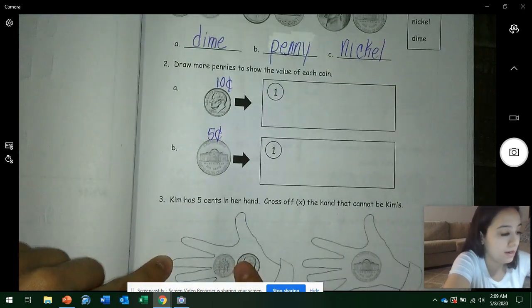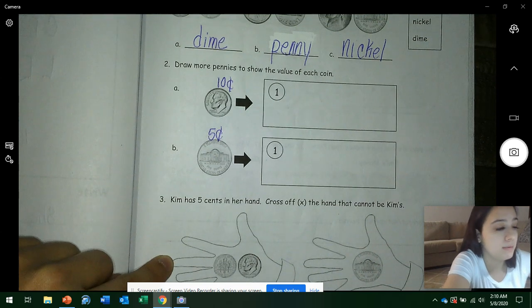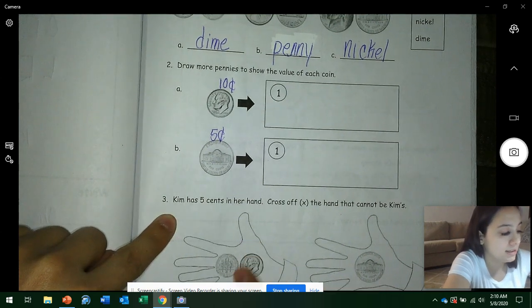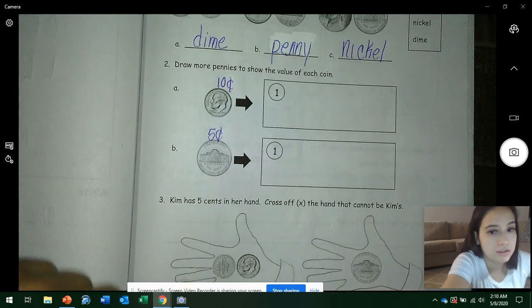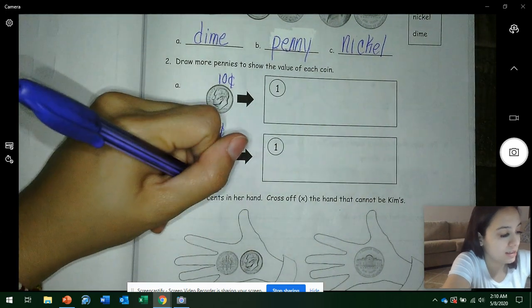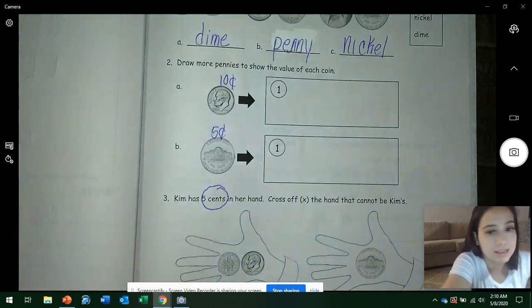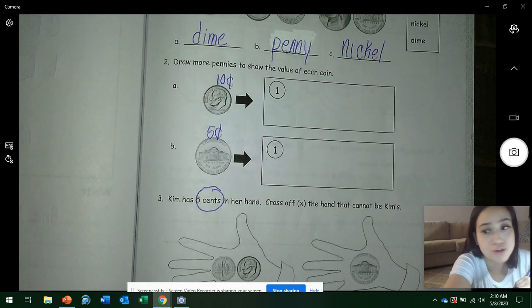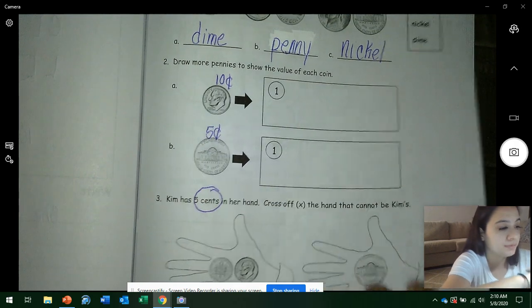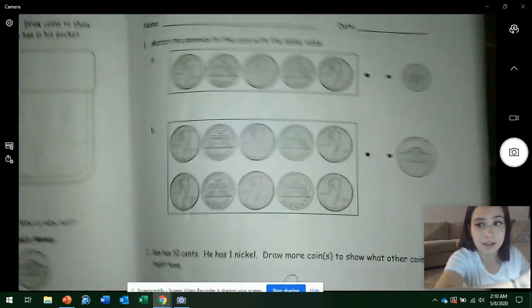For number 3, follow along with me. I know you want to do it already, but follow along. It says, Kim has 5 cents in her hand. Cross off the hand that cannot be Kim's. So here, she has 5 cents. Go ahead and circle that keyword because that's how many cents she has. And you're going to cross off the hand that does not have 5 cents. Okay?